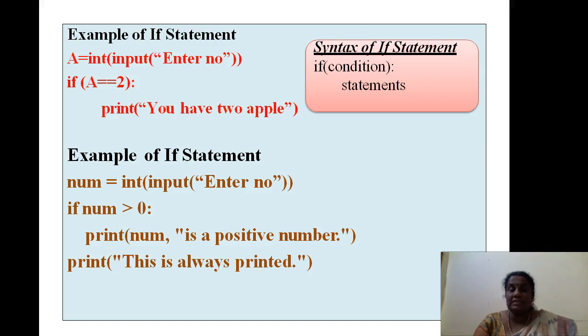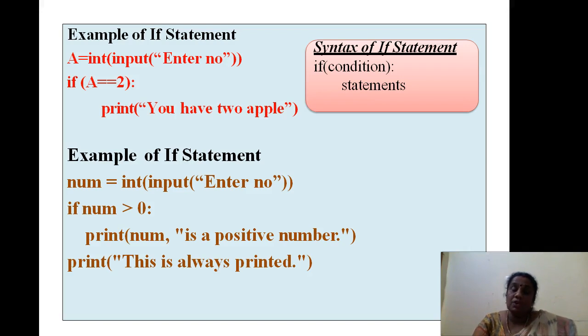You can see one more example. We'll get one number from the user. If the number is greater than 0, the statement "number is positive" will be executed. If the condition is false, then that "number is positive" statement will not be executed. Okay, this is an example for the if statement.